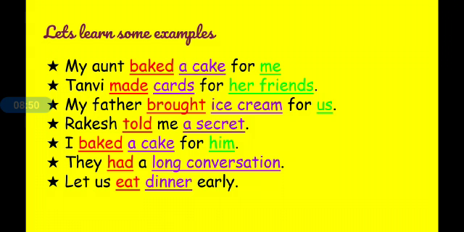Let us eat dinner early. What is the verb here? Eat. And what is the subject? Us. And what should we eat? Dinner. Dinner is the direct object and there is no indirect object in this sentence.